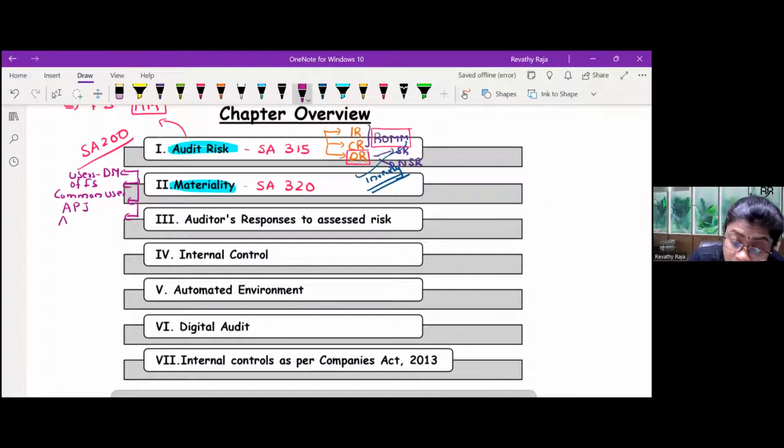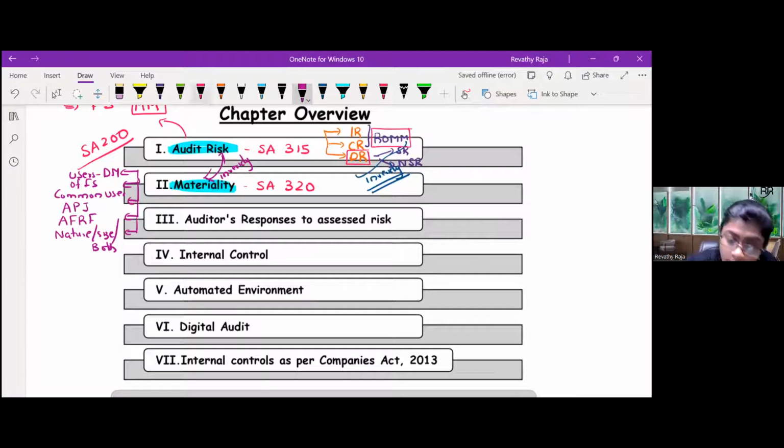Materiality is also a matter of AFRF, the applicable financial reporting framework. For example, Schedule 3 has materiality. Not only that, materiality also depends upon the nature, size, or both of the entity. Now, what relationship between materiality and audit risk? Materiality and audit risk are inversely related. Higher the materiality, lower the audit risk.